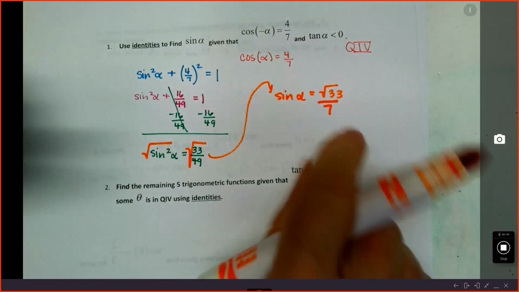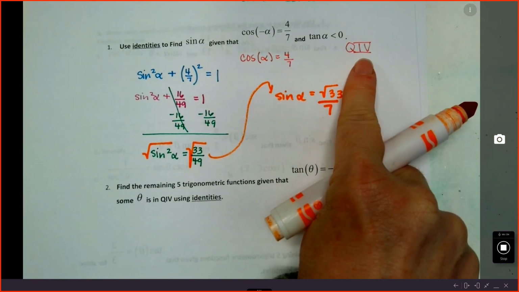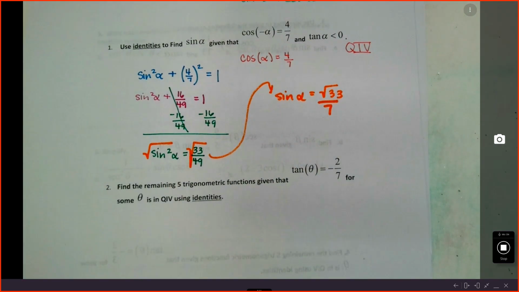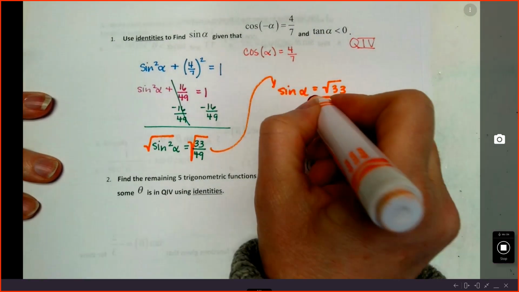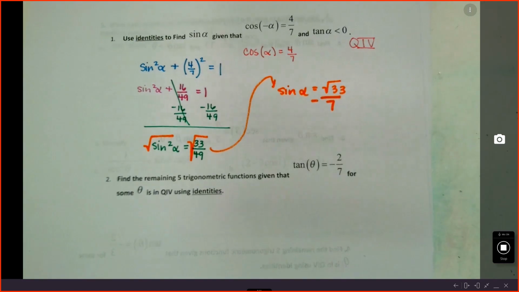Now, this is where I have to remember I'm in quadrant 4, though. And sine in quadrant 4 is negative. Because when you take a square root, there's both a positive and a negative answer. So I just need the negative answer since I'm in quadrant 4.